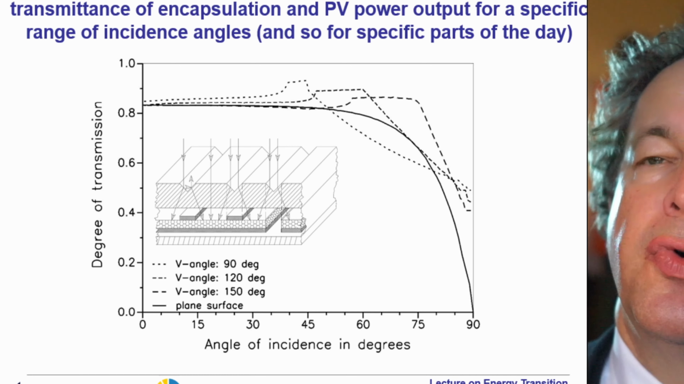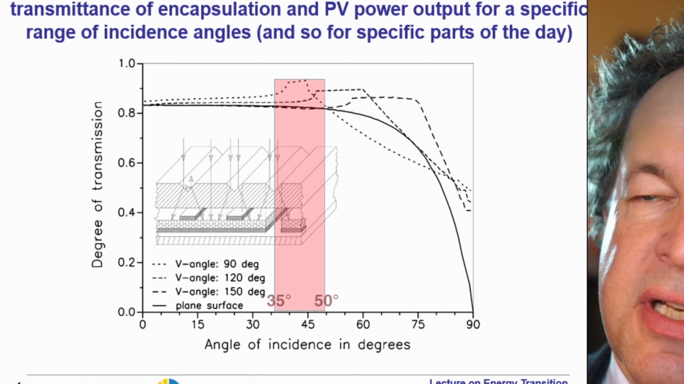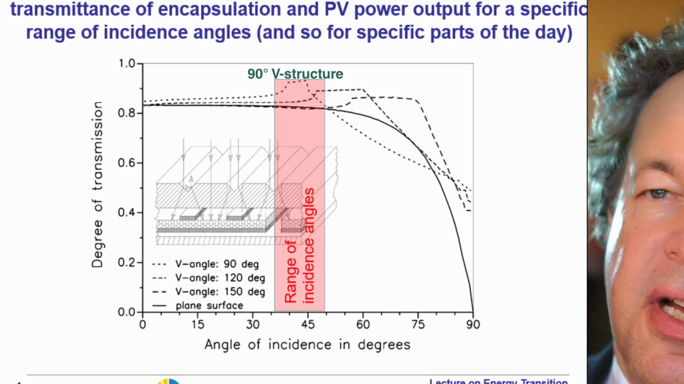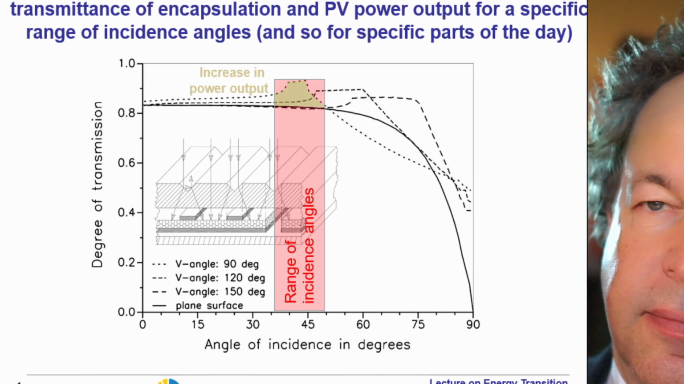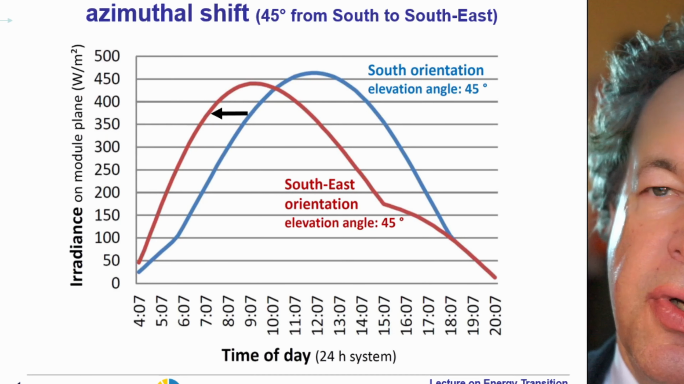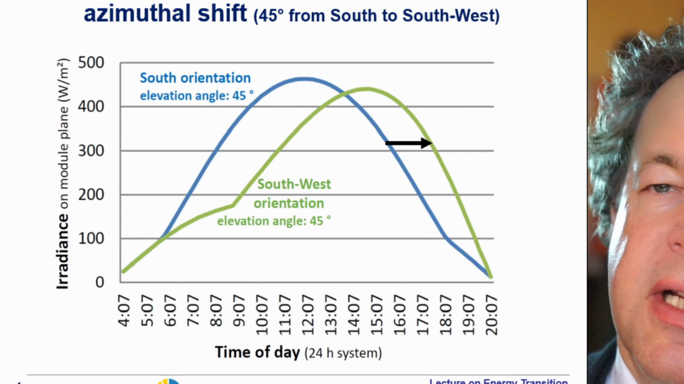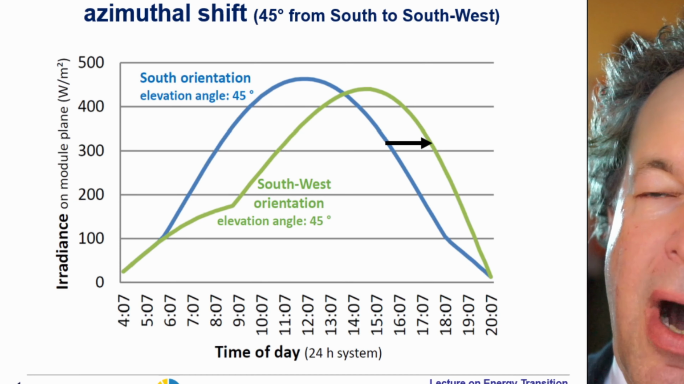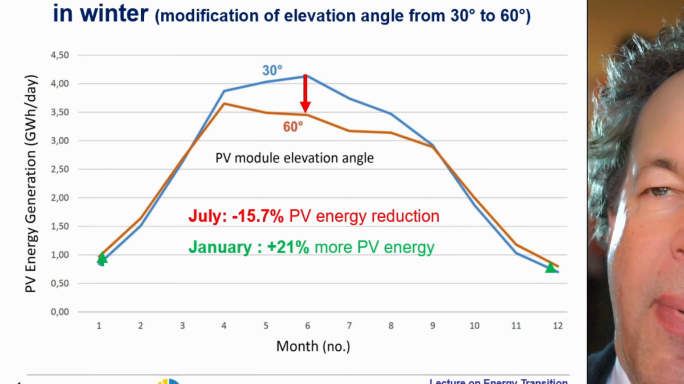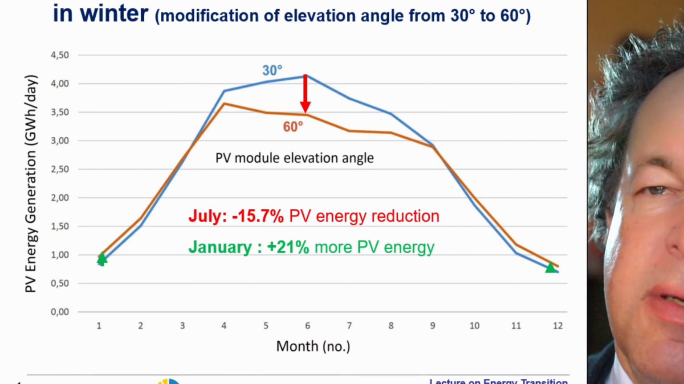And if you could make a structure on the PV module, you see here that for this vicinity of incidence angle, you should have a structure with a 90 degrees V angle. And by this you have an increase in power output. Also, you can tilt the modules towards east, then you have more power in the morning, or tilt them more towards west, then you would have more power in the evening hours. You can also modify the seasonal production by inclining the modules more steeply, so they would produce less in summer, a little bit more in winter.